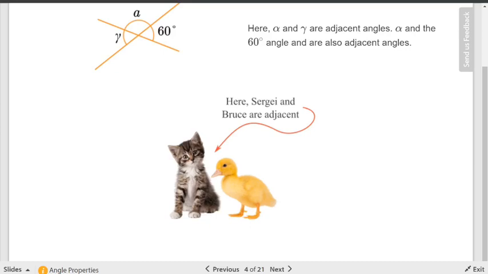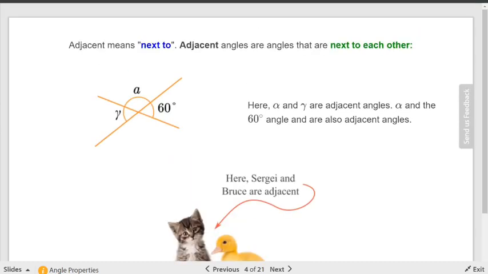All right. So, the kitten and the duck are adjacent to each other. Why? Because they're side by side. Okay. Now, what if there was a wall between them? They are on what sides? Opposite sides of the wall. There you go. And that's how it works.